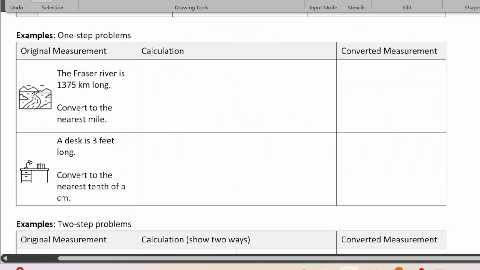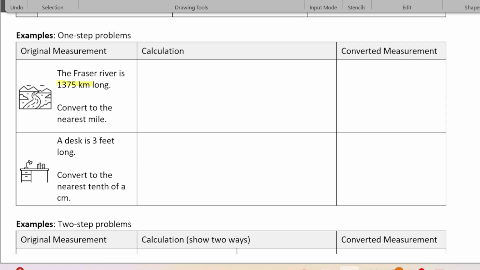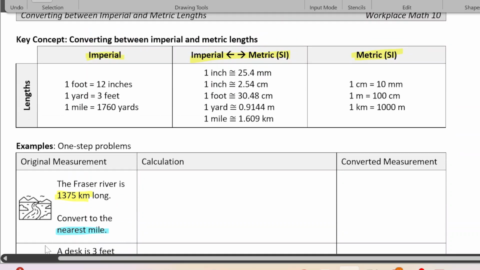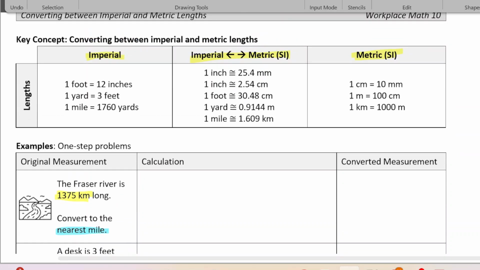So it says the Fraser River is 1,375 kilometers long. Let's convert it to the nearest mile. Okay, so we're going to use a nice calculation here where we keep all of the units. Let's start with what we have. We have 1,375 kilometers. Now let's go to our chart and let's find the conversion that helps us convert from kilometers to miles. And that is right here.